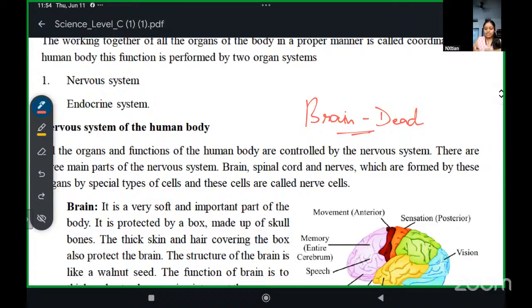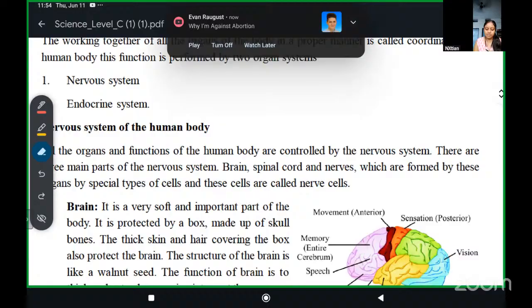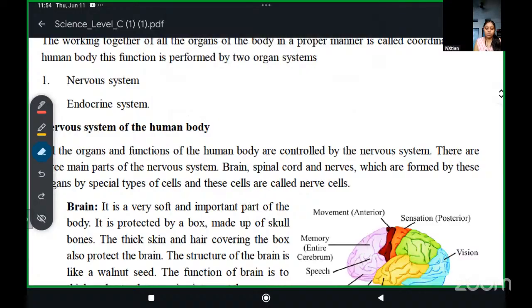Brain dead is a situation when the brain stops working, so our body stops working. The heart will beat, but because the brain is not working, we lie in a state of coma, where the person is unable to move or perform any function. So the brain is the organ responsible for the movement and functions of our body.